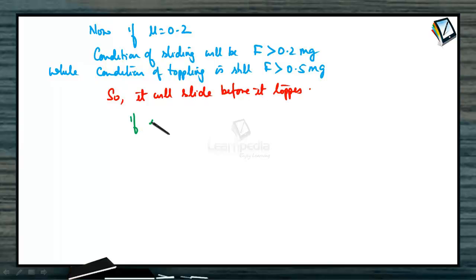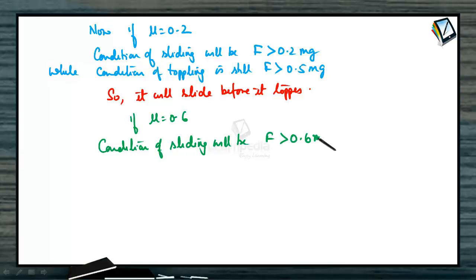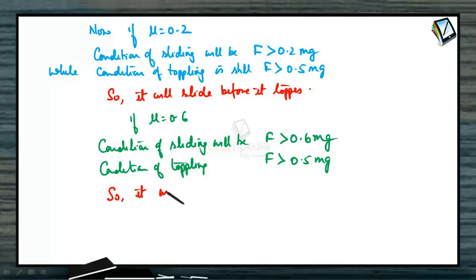Now if mu is equal to 0.6, again check, the condition of sliding will be F greater than 0.6 mg. The condition of toppling is F greater than 0.5 mg. So the block will topple before it slides.